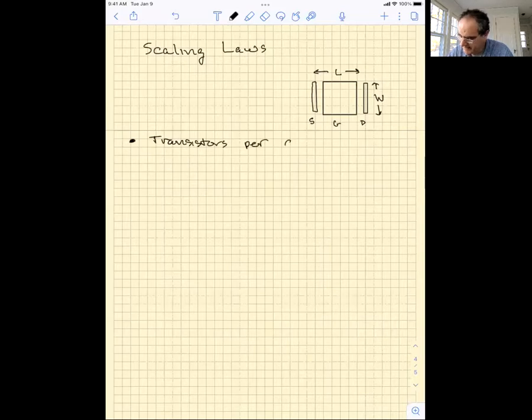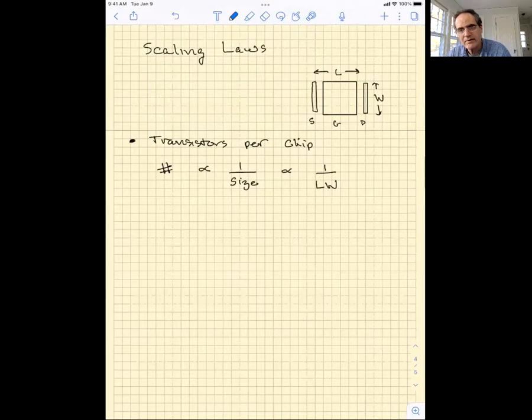And we'll do this just as an example of a scaling law. So the number of transistors that can fit on a chip is clearly inversely proportional to the size of each transistor. The smaller they are, the smaller the area they occupy, the more you can fit on a chip. And so this is proportional to 1 divided by L times W. So obviously, the smaller you can make the transistors, the more you can fit on a chip.